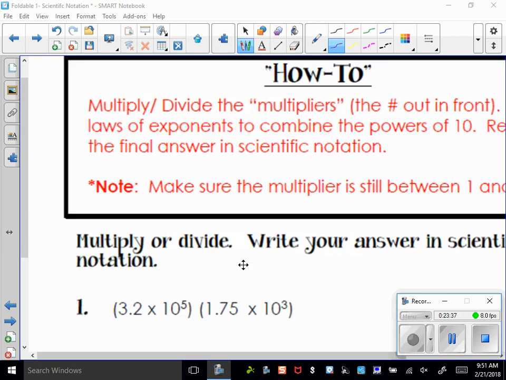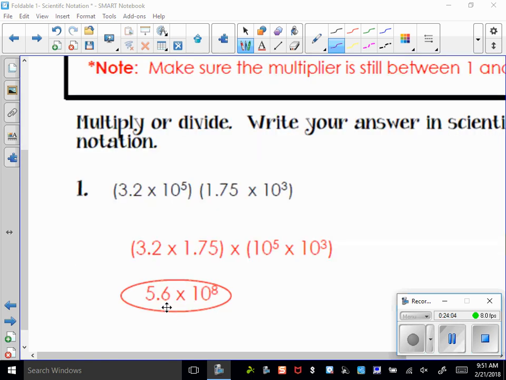Okay. All right, so here's our multiplication problem. 3.2 times 10 to the 5th in parentheses. Parentheses again, 1.75 times 10 to the 3rd. Okay, see what you get for that one. We're just going to do one of each operation because all you're doing is typing them in. All right, raise your hand if you got 5.6 times 10 to the 8th power. All right, very good. If you didn't, just type it in again.